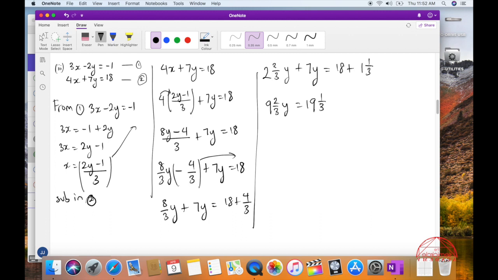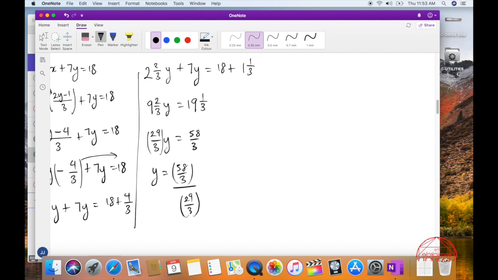Right? So now let's try to flip these things back to improper fractions. If we flip these things back to improper fractions, we'll see that 9 3s are 27, 28, 29. So that's 29 over 3y is equal to 19 by 3 is 57, and 1 is 58, all over 3. Now we'll take the 29 over 3 and throw it across. So I have y is equal to 58 over 3 divided by 29 over 3.